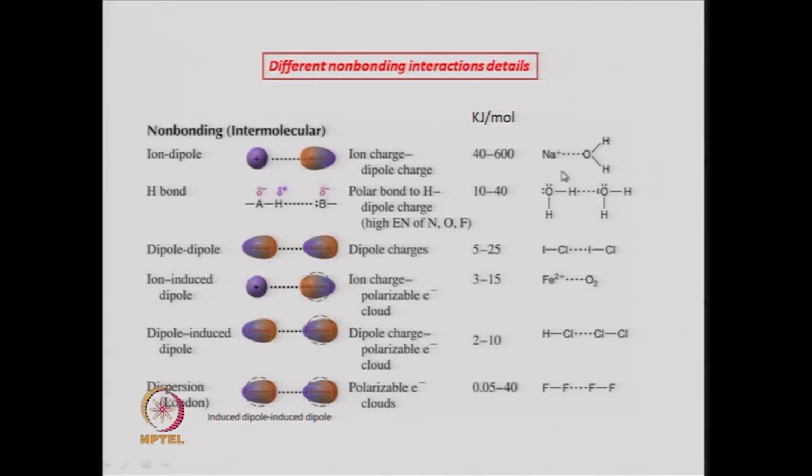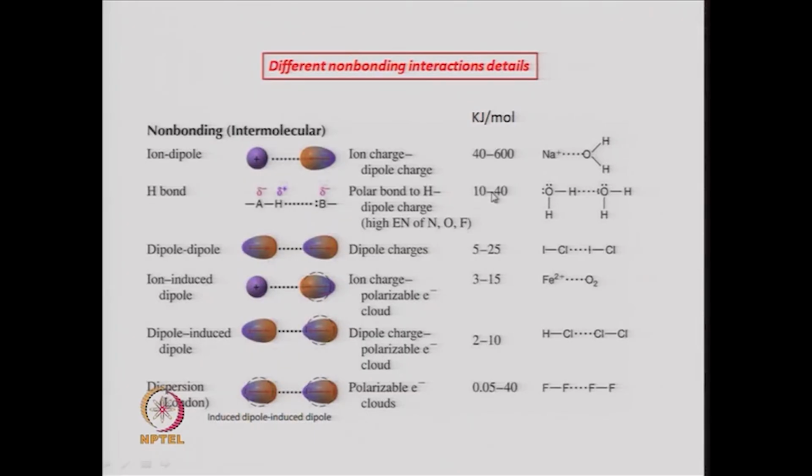And this is an example where a sodium ion is in water, and the sodium ion in water will see a dipolar interaction with water, where you have a delta negative charge on oxygen and a delta positive charge on the hydrogen. This delta negative charge on oxygen will interact with the positive charge of the sodium ion, and hence this is a typical case of ion dipole interaction with energies between 40 to 100, 200 up till 600 kilojoule per mole.